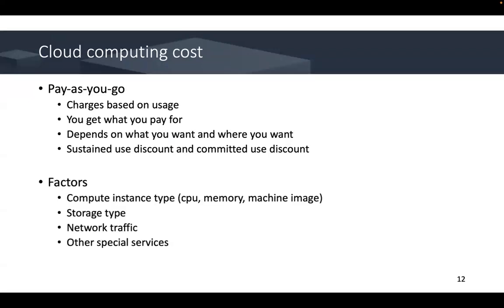So here I listed the key factors that influence your cloud computing bill. The most important one is the compute instance type, which determines how much CPU, memory, and machine image you want to use. Different cloud providers offer different types of instances, so you need to compare them carefully. Another factor is the storage type, which affects how much data you can store and access in the cloud. You can choose between block storage, object storage, or file storage, depending on what you need. We'll talk in more detail about the differences between these storage types in the storage workshops.